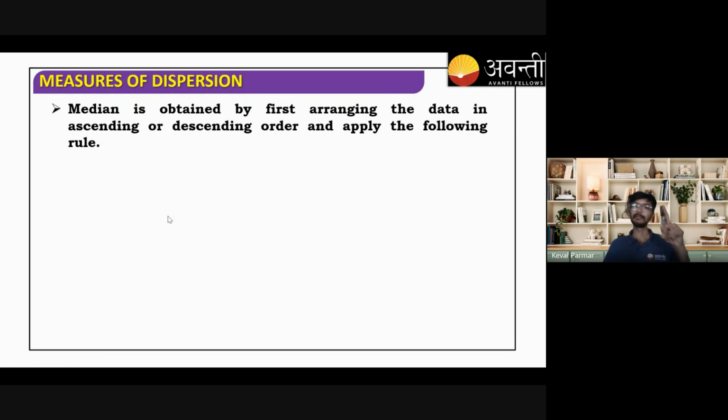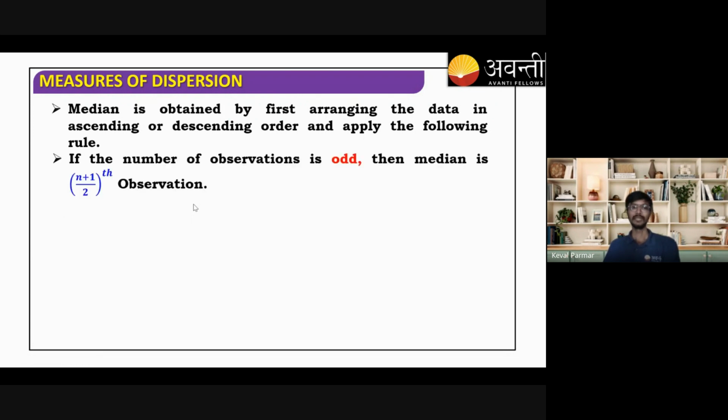Now, please remember, we are doing this for ungrouped data. Median is obtained by arranging the data in ascending or descending order. Any way you can arrange, but first we have to arrange the data. Median basically means the central term. If I arrange the data in ascending order, what number appears at the center? That is my median. So here we have two cases.